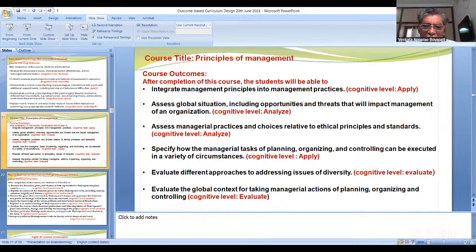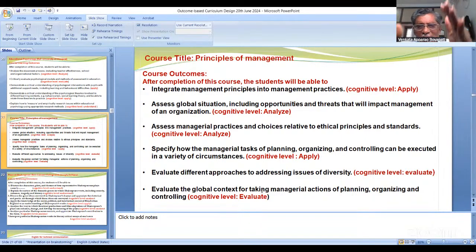Assess managerial practices and choices relative to ethical principles and standards, analyze level. Specify how the managerial tasks of planning, organizing, and controlling can affect in a variety of circumstances, apply level. Evaluate different approaches to addressing issues of diversity, evaluate level. Evaluate the global context for taking managerial actions of planning, organizing, and controlling, evaluate level.